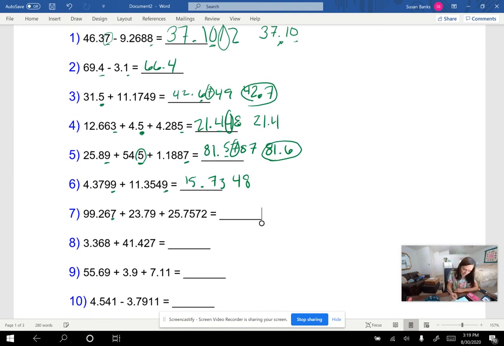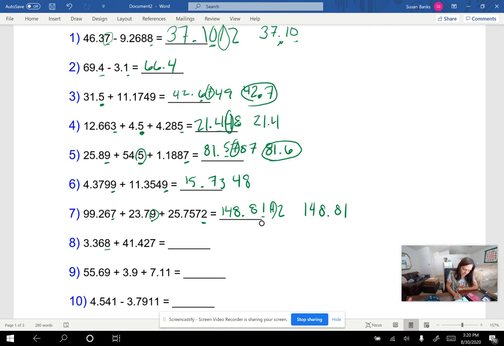Okay, number 7, thousandths, hundredths, and 10,000ths. So we're going to be stuck to the hundredth spot. So 99.267 plus 23.79 plus 25.7572. My calculator gives me 148.8142. I can only go to the hundredths, so that 4 tells me to round down. So 148.81 is going to be our answer.